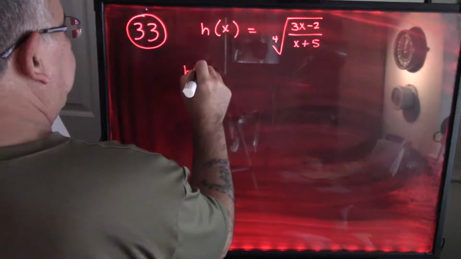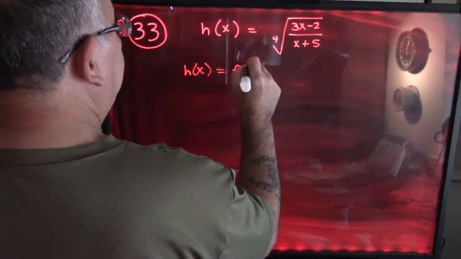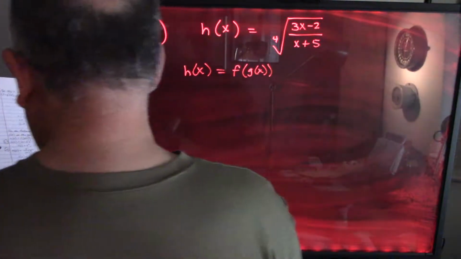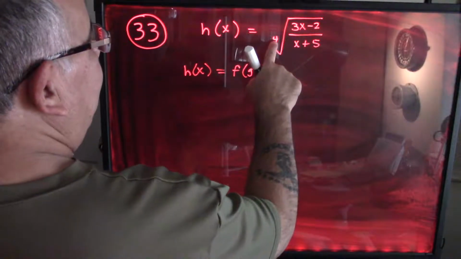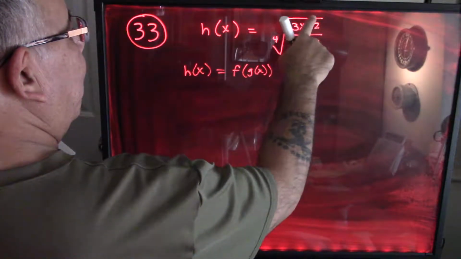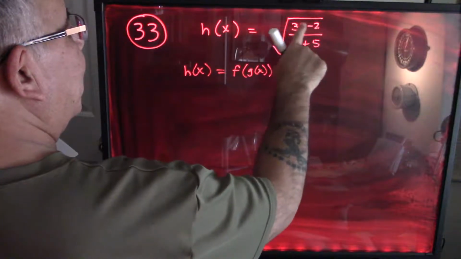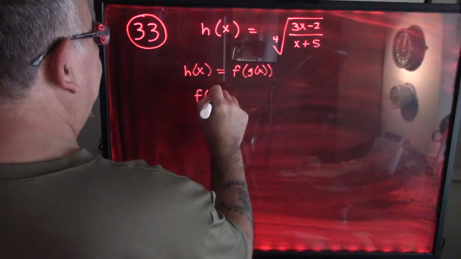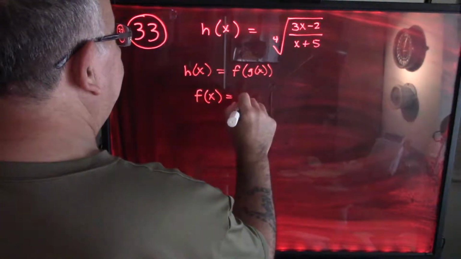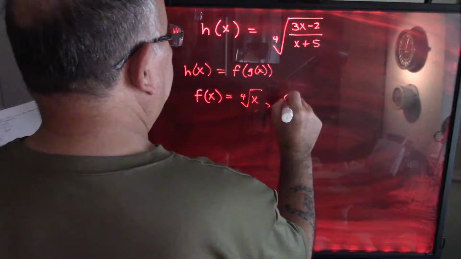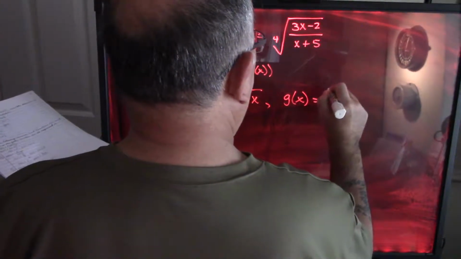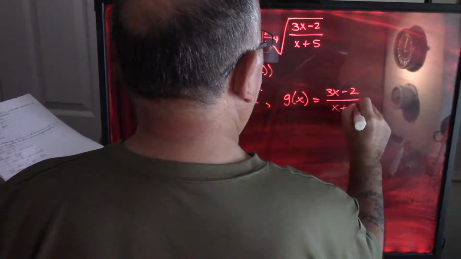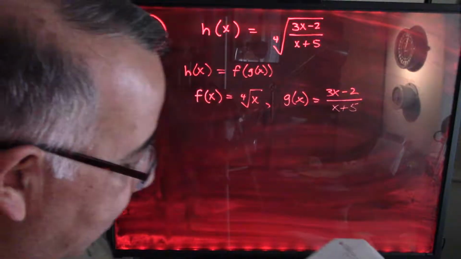We have to write h of x as f composed with g, where we supply f and g. Alright, so I'm already thinking f of x is the fourth root of g of x, which would be the radicand. That would be a very obvious, straightforward way of doing it. F of x is the fourth root of x, and g of x is 3x minus 2 over x plus 5. Right there.